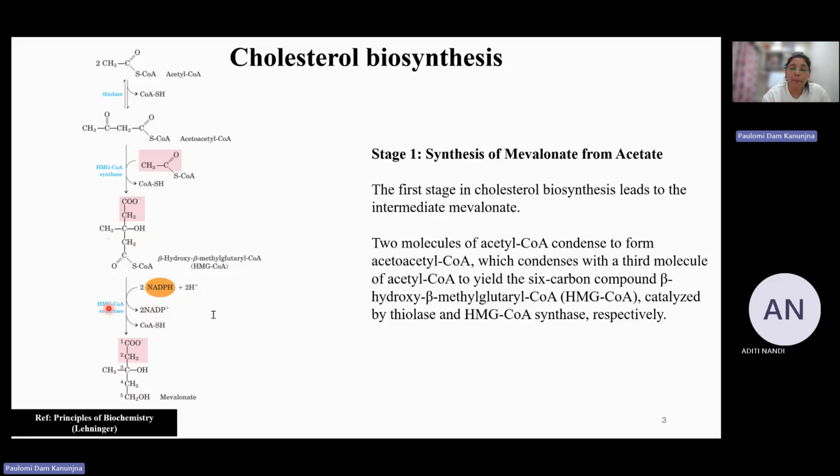So in this step, what happens is the HMG coenzyme A that was formed in the previous step is now converted to mevalonic acid. And this is by the use of two molecules of NADPH. And the enzyme is HMG CoA reductase, right?